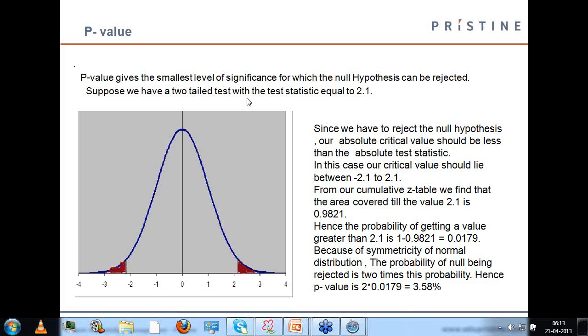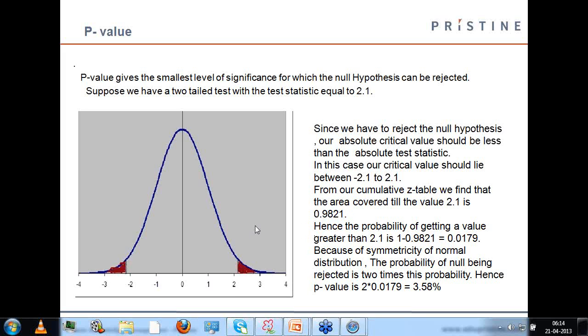So our absolute critical value should be less than the absolute test statistic. In this case, our critical value should lie between minus 2.1 and 2.1, because we have to reject the null hypothesis. The null hypothesis can only be rejected if our value lies between minus 2.1 and plus 2.1. If we look up our cumulative Z table, we find that the area covered till the value 2.1 is 0.9821.